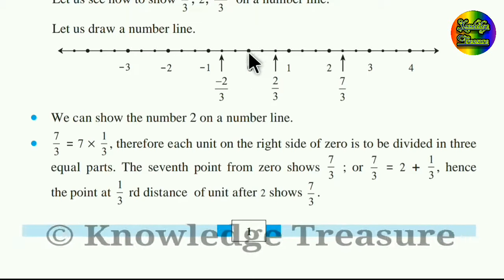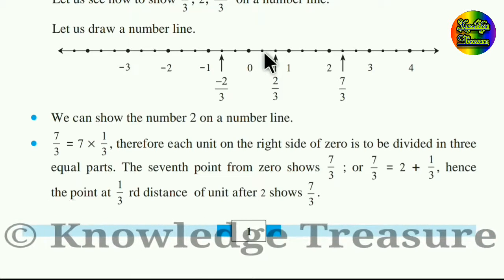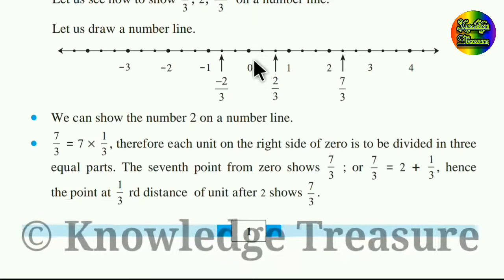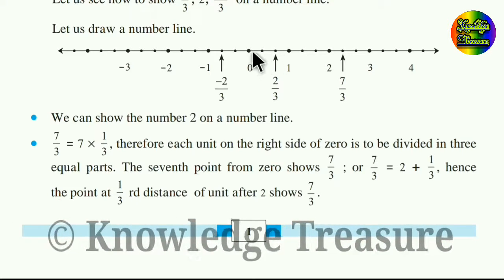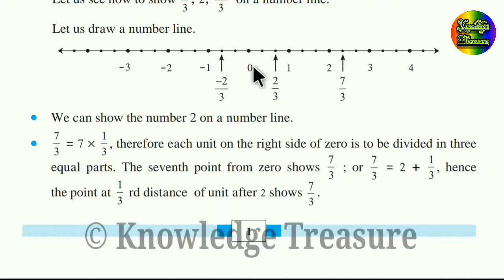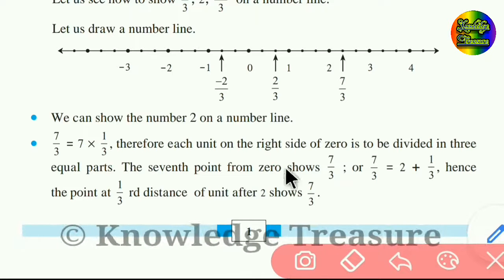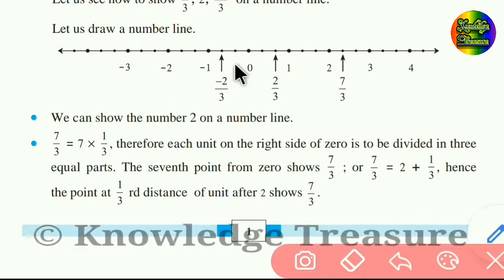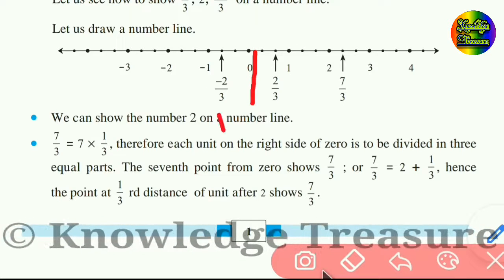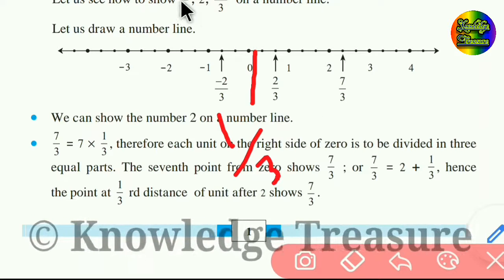If you are seeing from 0 to 1, this unit is divided into 3 equal parts. So, the first part, what is the value of this part? The value of this part is 1/3. So, how to show 7/3?